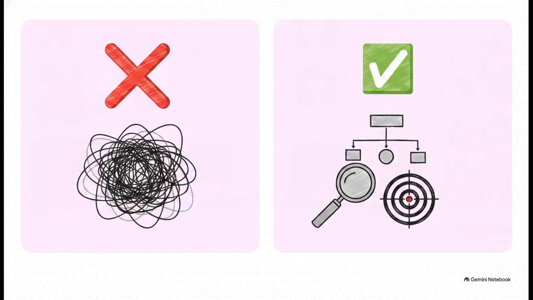To put that into perspective, let's look at a real-world comparison. A bad test case looks a little something like this. Look at the dashboard and pick a region. Expected result, sales are shown. See, that is untraceable, it's super vague, and there are zero clear pass-fail criteria. That's an opinion, not a test.